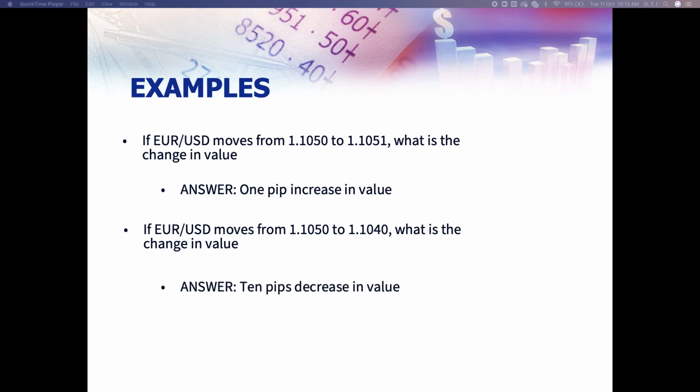Now the change in value here is what? There was a 10 pips decrease in value, because looking at the fourth decimal number, you can see that there was a 50 here and it changed to what? It changed to 40.